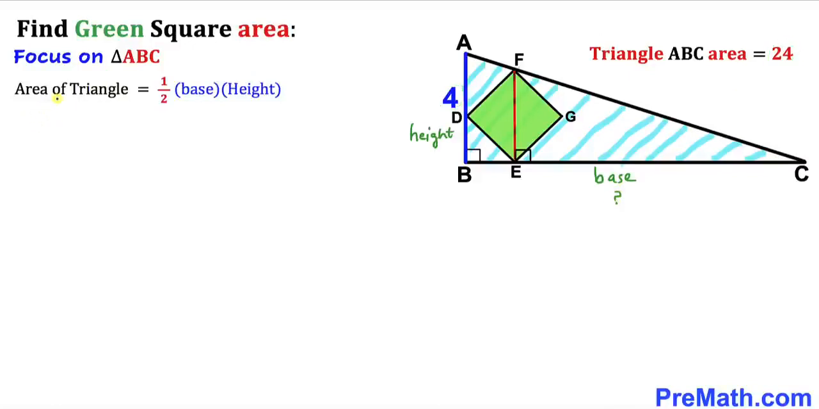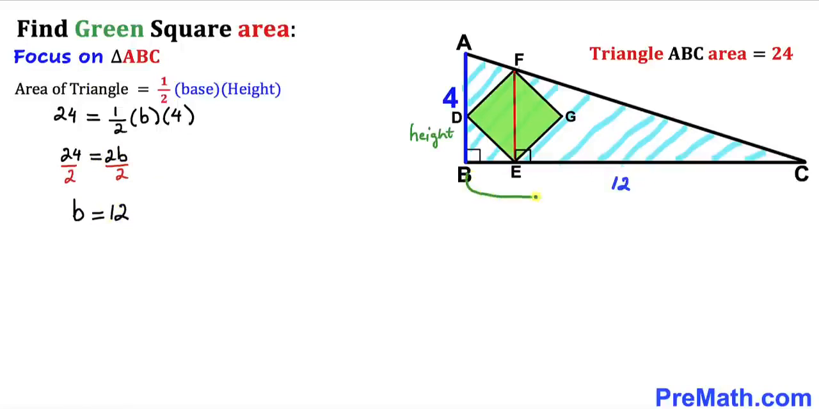So let's go ahead and fill in the blanks in this formula. Area is 24, equals a half times base, I'm going to call it lowercase b, times height, which is 4. So therefore we get 24 equals 2 times b. Let's divide both sides by 2. So therefore our base b turns out to be 12. So thus this base BC length turns out to be 12 units.